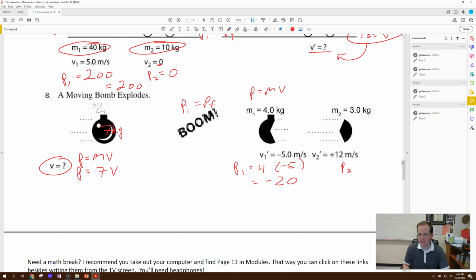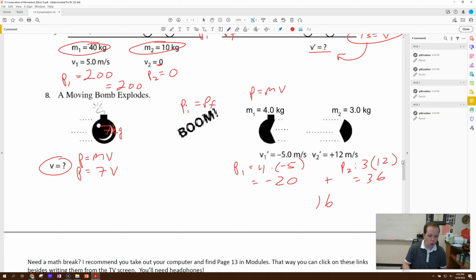What's the momentum of piece 2? It's 3, the mass, times the velocity, 12. That's 36. So what's the total momentum? Negative 20 plus 36, that's positive 16. That's the total momentum after.